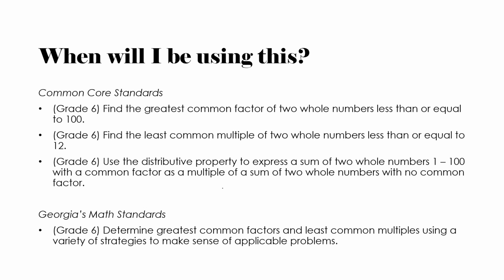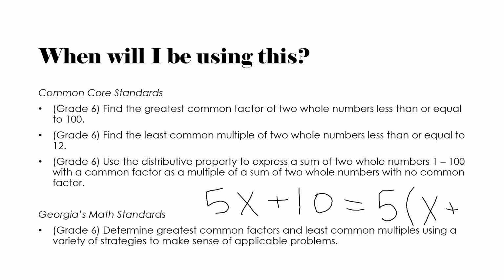So for example, if you have like 5x plus 10, that is currently written as the sum of two numbers. I've got an x in mine, but we've got two whole numbers, 5 and 10. They're expecting those students to be able to factor out that common factor of 5, which would leave us with x plus 2 inside the parentheses.